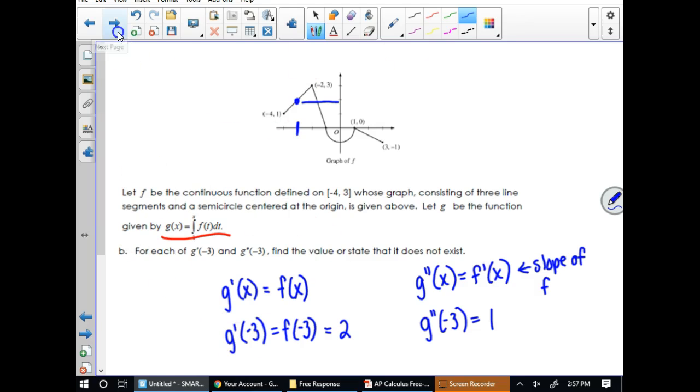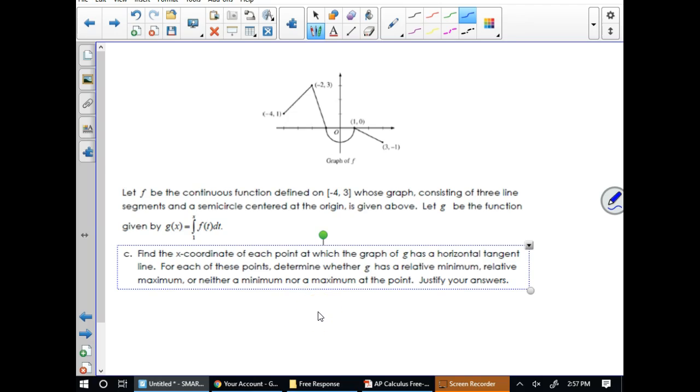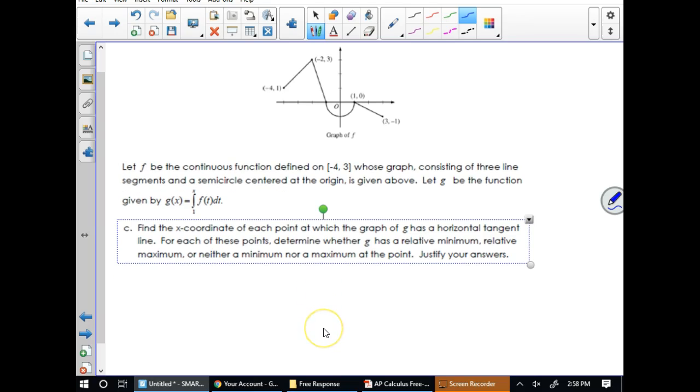Okay? So we'll go on to the next part. For C, it says, find the x-coordinate of each point at which the graph of g has a horizontal tangent line. For each of these points, determine whether g has a relative minimum, relative maximum, or neither a minimum nor a maximum.